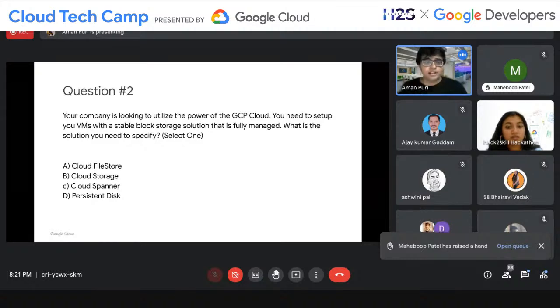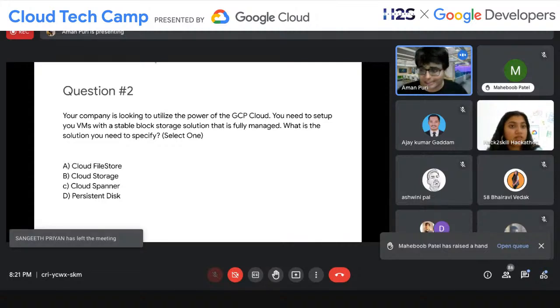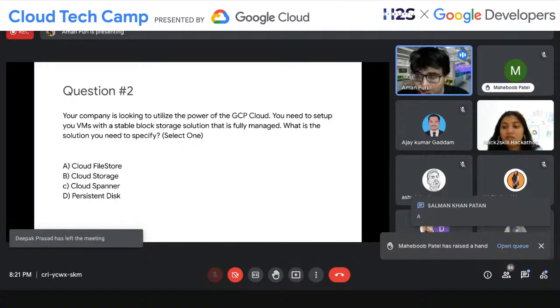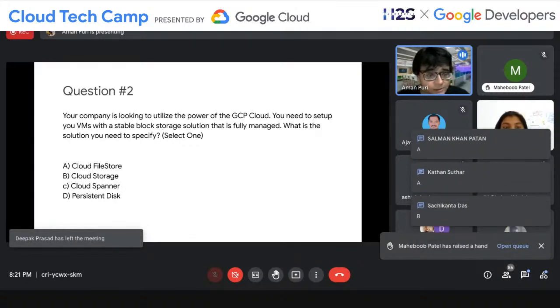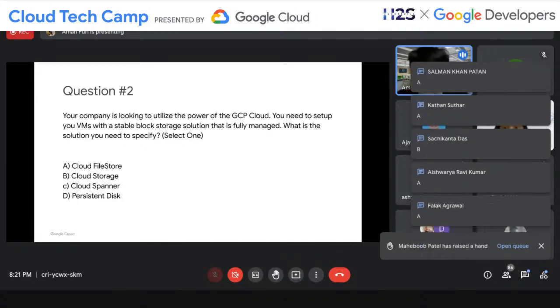Next question. Your company is looking to utilize the power of GCP cloud. You need to set up VMs with a stable block storage solution that is fully managed. What is the solution you will look into this? I guess everybody can answer this one. What is the solution you need to specify? And it is a stable block storage solution.